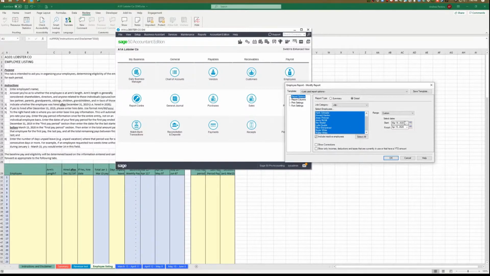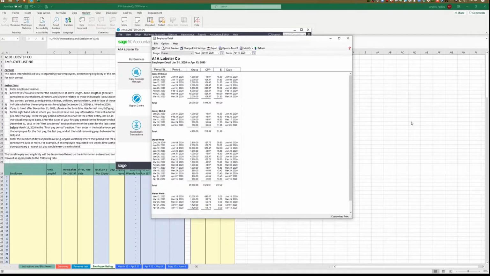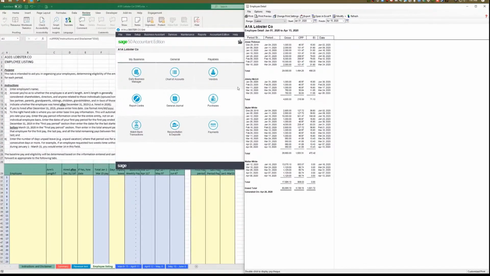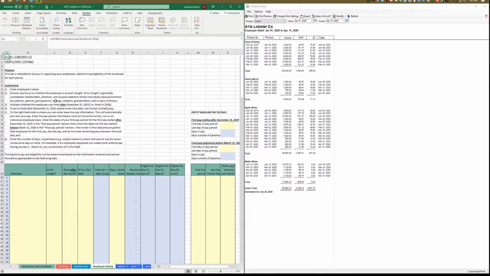Now the first thing we're going to want to do is just get a general listing of who worked during this period so we can enter them in. You can pick any dates that you know will pick people up, or if you happen to know all of your employees, you can maybe skip this step and just type them in. In this case, we're going to pretend that we don't know who they are. So we're going to enter January 1st, 2020, and we'll use April 15th, 2020. So we've got our listing of all of our employees and all of their pays during that period.